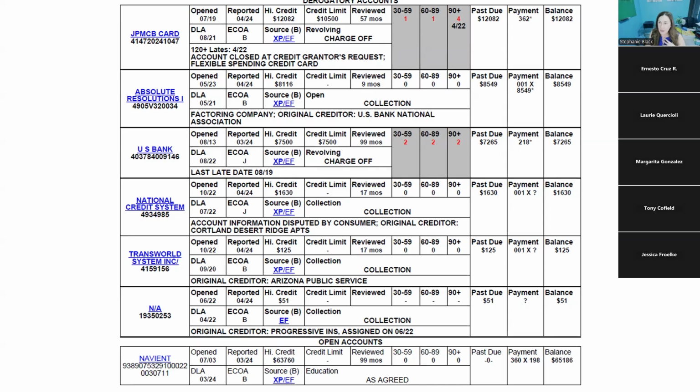So on these types of reports, you have your date opened, right? So this would be the date that you actually opened this account with JP Morgan Chase. Reported, this is the last time they reported the account. High credit is the maximum amount they ever had charged on this card.